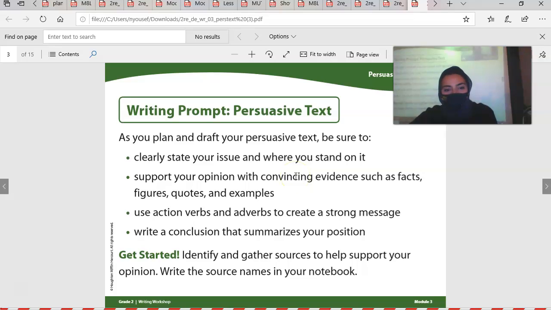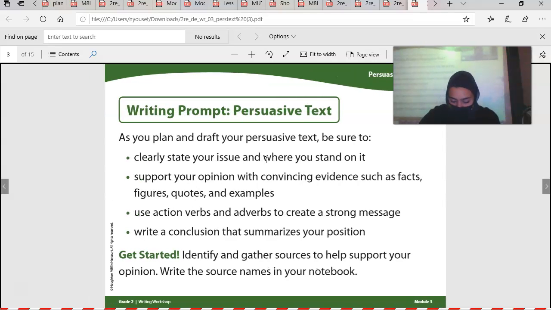So today we are going to work on planning. So writing prompt persuasive text. As you plan your draft, your persuasive text, be sure to clearly state your issue and where you stand on it. So I clearly state that I think Ms. Youssef is the best teacher at Jean Missou Academy. Clearly state your issue, and okay, I just said that. Support your opinion with convincing evidence. That means support that with facts, at least one fact, statements, quotes, and examples. Okay? And then use action verbs and adverbs to create a strong message. And then write a conclusion that summarizes your position. A conclusion is basically restating that beginning sentence, your opinion. Okay? All right.